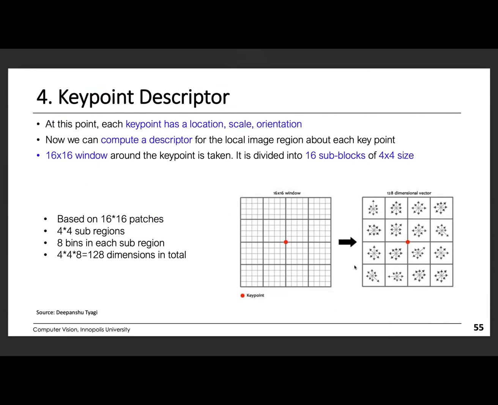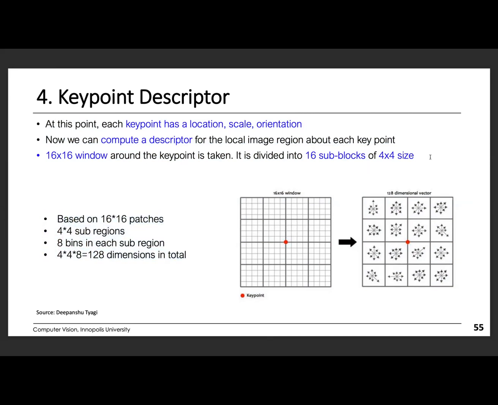So it's again very similar to what we did with HOG, but now it's more region sized instead of image sized, right? Based on a 16 by 16 patch, we define 4 by 4 subregions. 8 bins in each subregion will be calculated, and that would give us 128 dimensions in total to describe that key point, right?